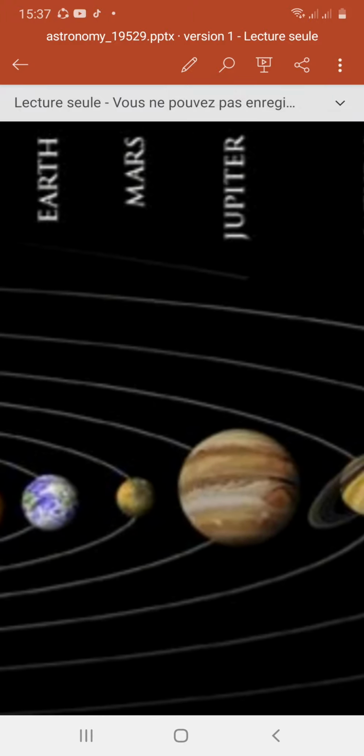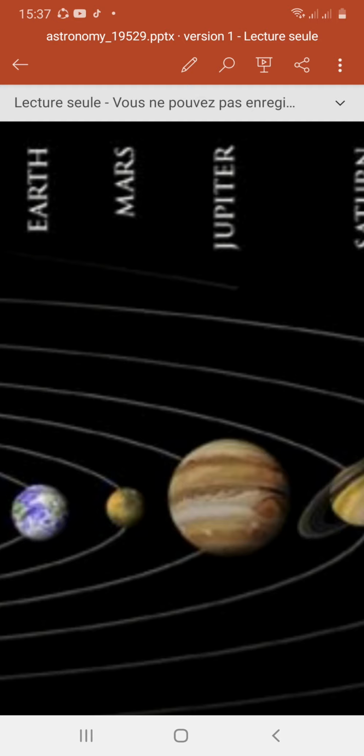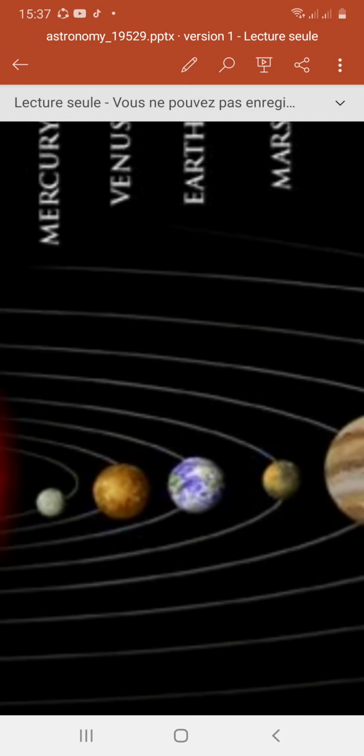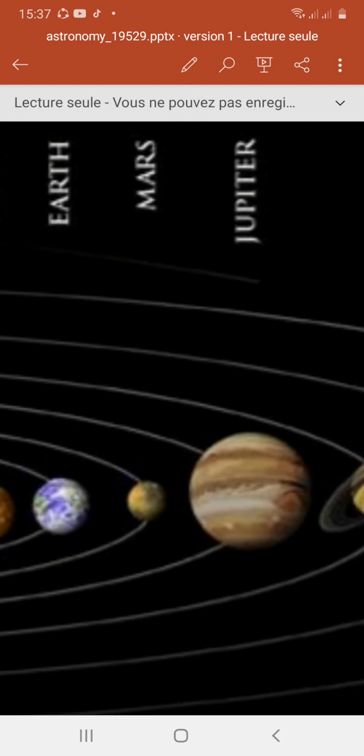Venus, after Venus comes Earth, right? Earth is called the blue planet. Look, it looks blue here, and it's the only planet in which life exists, right? It's the only planet which supports life, right? Unlike other planets, it has water, which is vital for life.